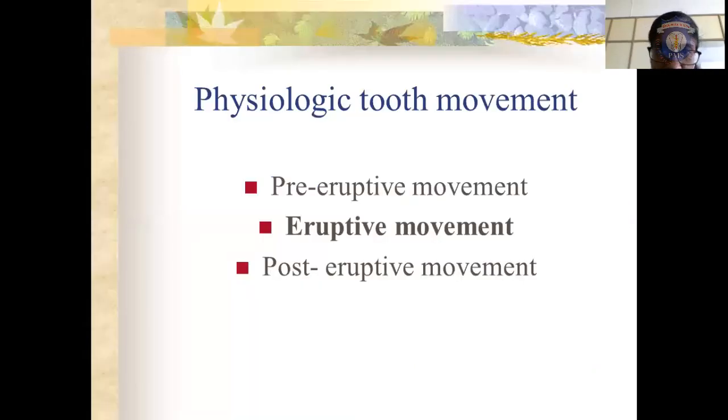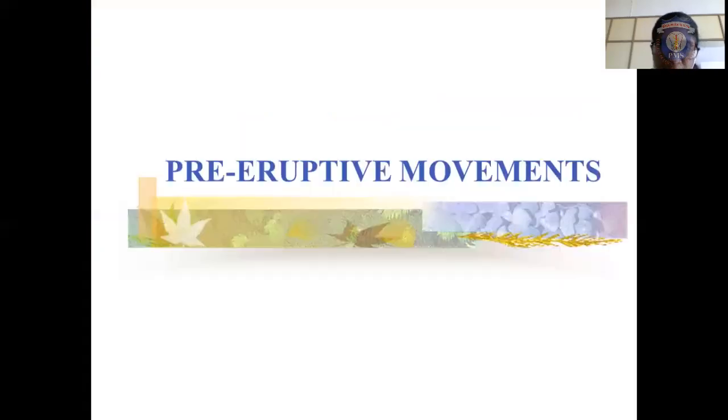The physiological tooth movement comprises three types of movement. Those before eruption are the pre-eruptive movements. This is followed by the actual phase of eruption of the tooth into the oral cavity. And following this, there are the post-eruptive movements.